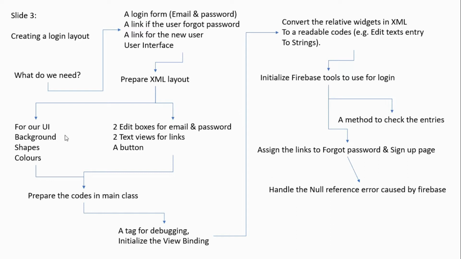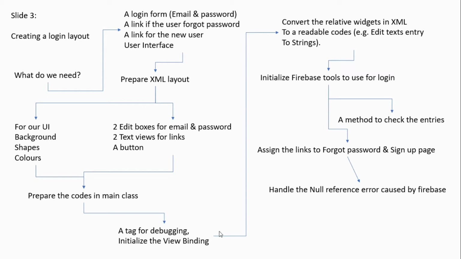Once these two are ready, we move into the next step, and the next step is we are going to prepare our code in a main class. What do we need in our main class? We need a tag for our debugging session. In the main class, we need to initialize our view binding here.